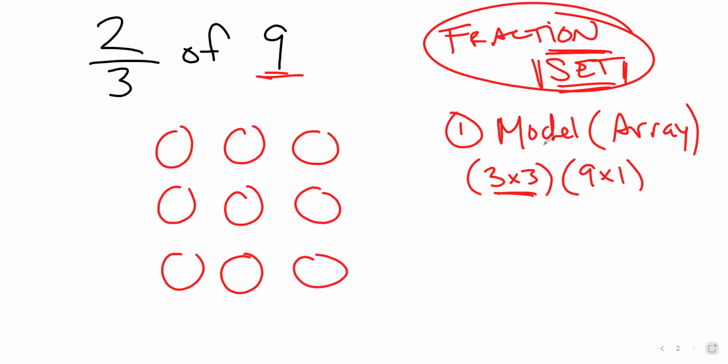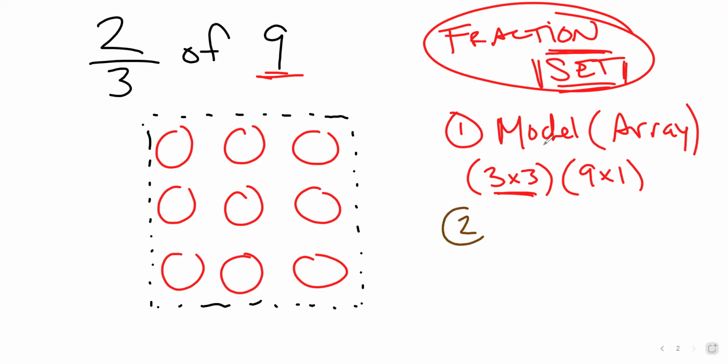Now I think what's super helpful is I'm going to create a border around it so it does look like an array, which it really is. It's rows and columns, right? And I have 3 rows and 3 columns. So that's step 1, right? We have 9 things. This may seem similar to the egg problem. We have 9 items. Now, what I'm trying to figure out is how much it would be if I had 2/3. Well, that brings me to my next step.